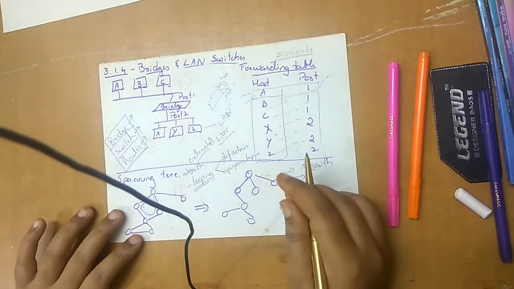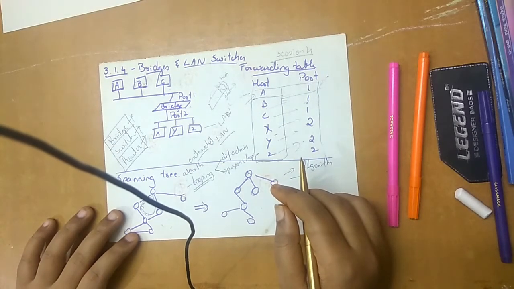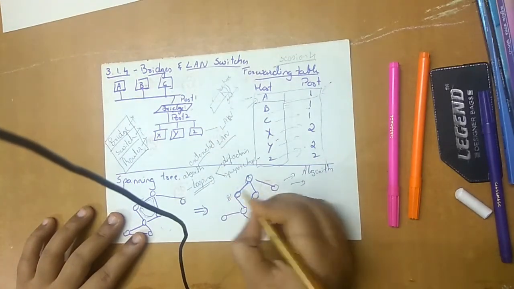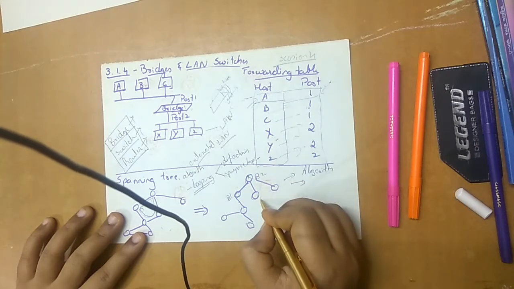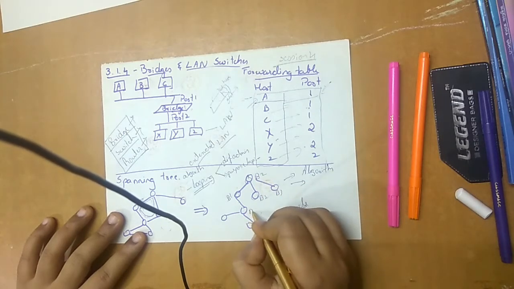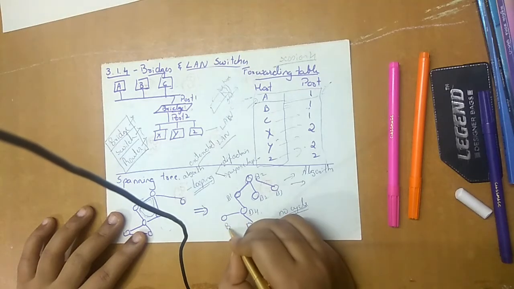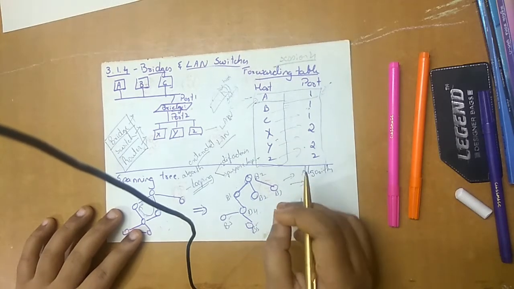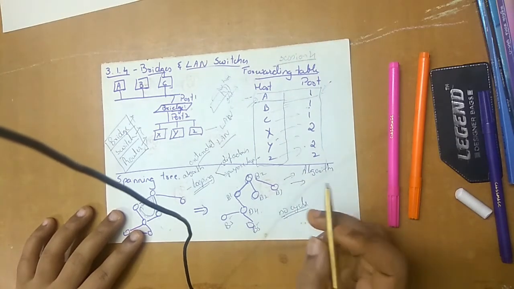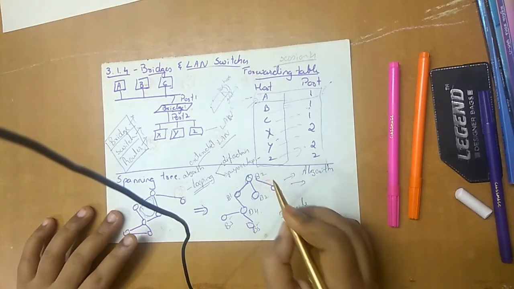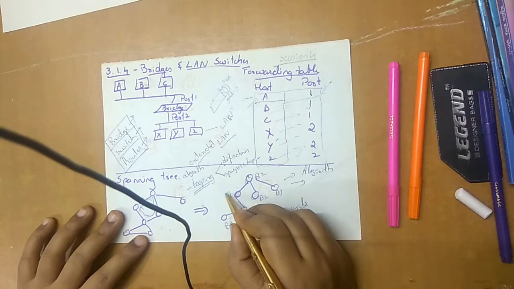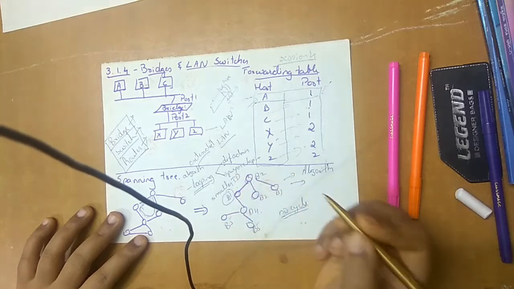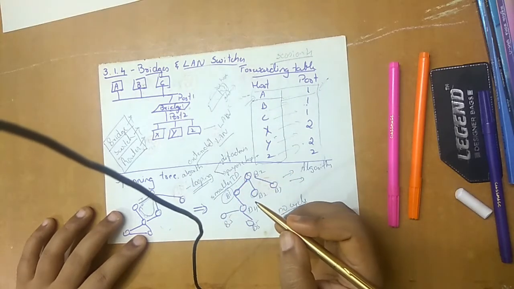Next one is the bridge. Every bridge is identified by a unique ID, like bridge 1, bridge 2, like that. We have to give a bridge number for identification purposes. We have to give a bridge ID. First, there has to be some root. From the root only you can travel to the different routes. How is the root selected? The bridge with the smaller ID will become the root.